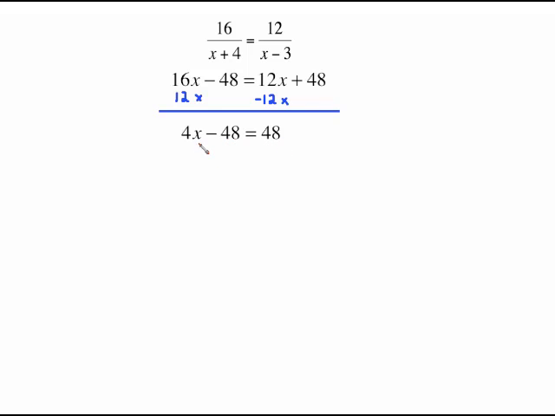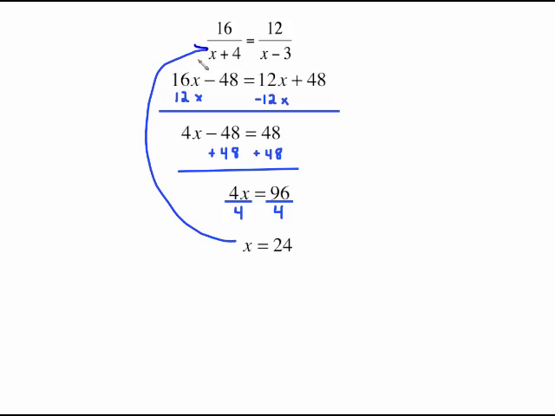So now let's try to get this x alone. Undo by adding 48 to both sides. Those cancel. We have 4x equals 96. That's a one-step equation now. Undo that multiplying by dividing by 4. And x equals 24. Same thing with the check.